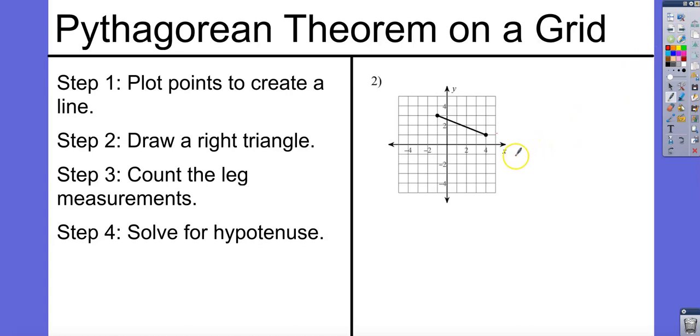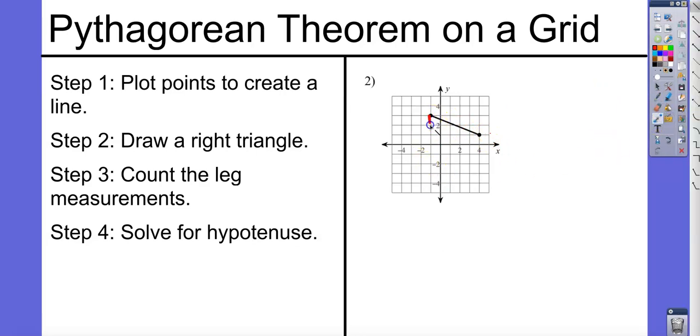Go ahead and pause the video. You don't have to copy the steps anymore. It's the same steps, but you do need to draw this second example. And then push play once you're ready for me to explain. All right, so again, the points are already plotted. I did that for you. We're just going to draw a right triangle now.